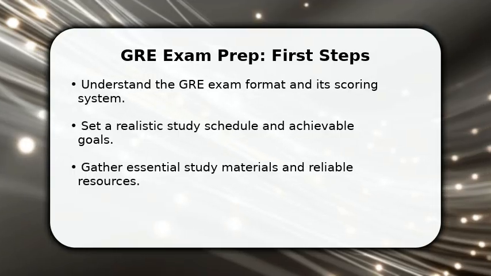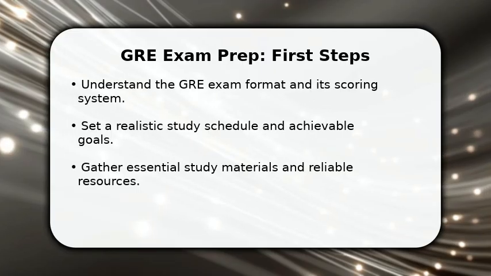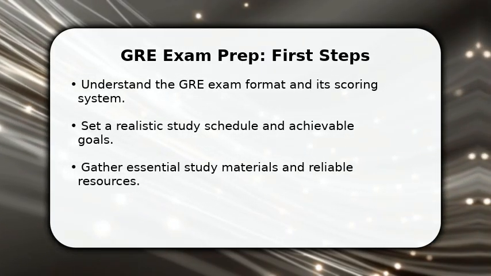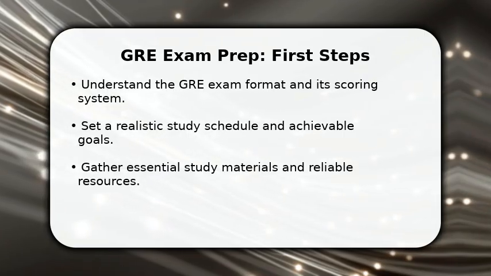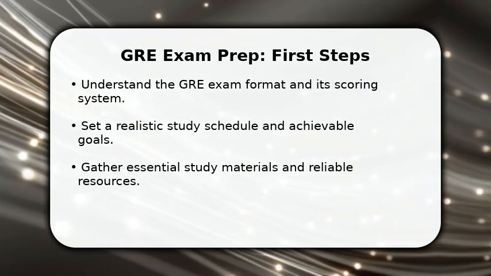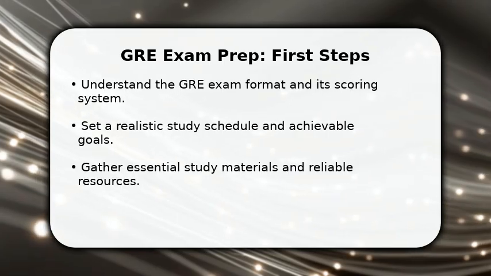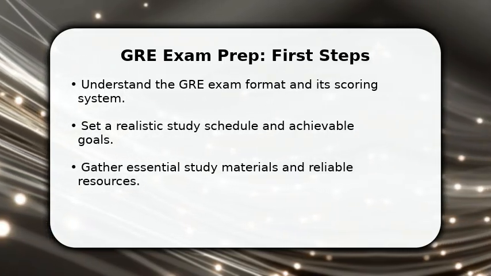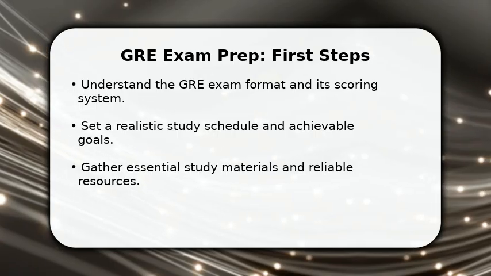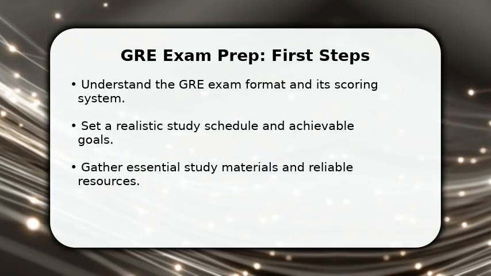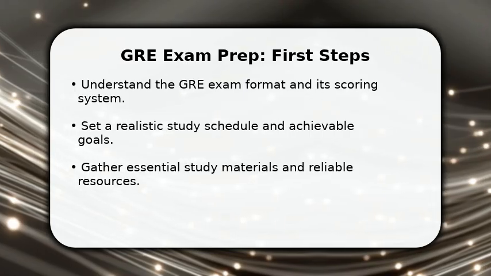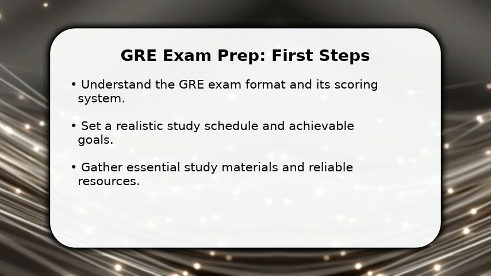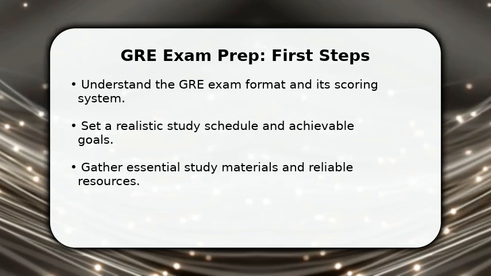In this video, I will explain how to pass the GRE exam. First, familiarize yourself with the test structure, including its three main sections: verbal reasoning, quantitative reasoning, and analytical writing. Knowing the scoring range from 130 to 170 for the verbal and quantitative sections helps set clear targets. Next, create a study plan that fits your timeline, dedicating consistent time each week. Finally, collect official GRE guides and practice tests to ensure you are studying relevant content.